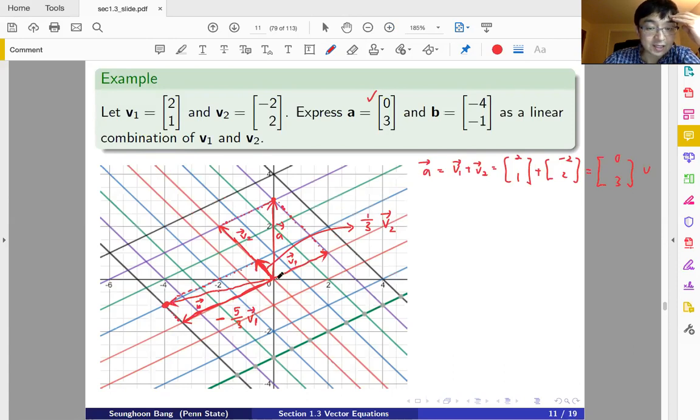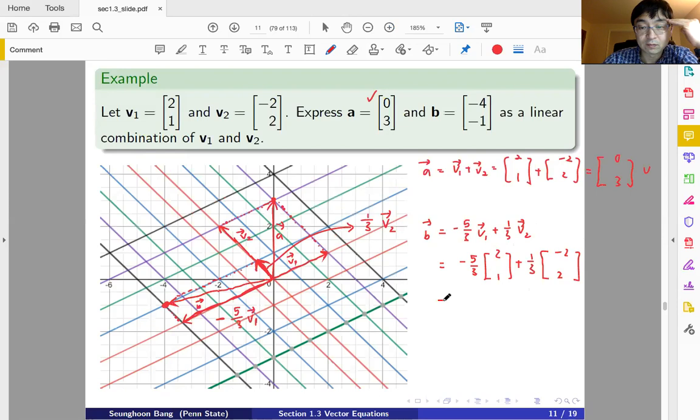So what does it mean? This diagonal is exactly the sum of two vectors: 1/3 v2 minus 5/3 v1. So we have vector b equal to -5/3 vector v1 plus 1/3 vector v2. I want to confirm this is the right one. So -5/3 times vector v1, which is (2, 1), plus 1/3 times vector v2, which is (-2, 2).